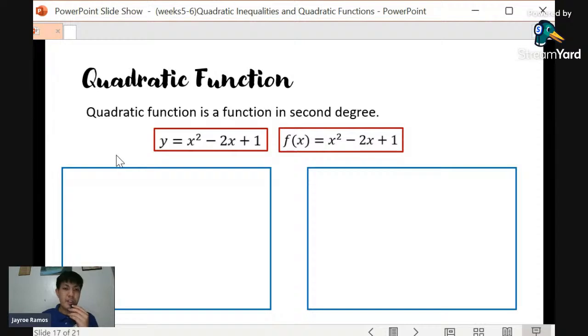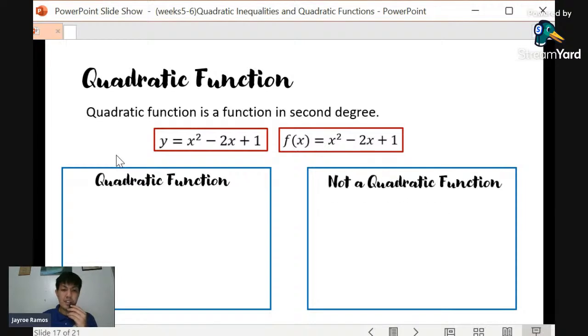Now, we're going to identify. I have here an example, quadratic function and not a quadratic function, para malaman nyo or ma-determine nyo kung yung given ba ay quadratic or not. Katulad lang nung una nating part, quadratic equation or not quadratic equation. Okay, so this one, y is equal to x squared minus 4. So that is a quadratic function.